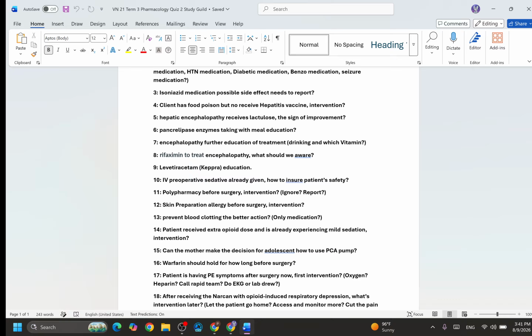Number seven, encephalopathy, further education over treatment. This is a kind of liver failure with an increased ammonia level. That's why the patient gets confused, right? So I guess the patient is being discharged now. When they go home, you need to give education and also further treatment.